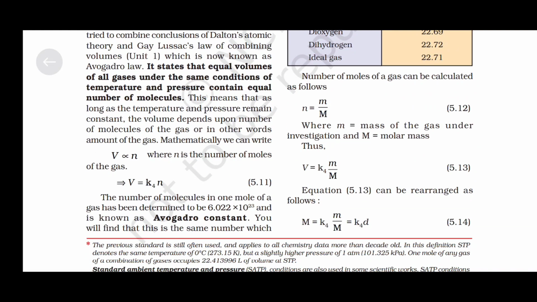Number of moles of gas can be calculated as follows. n is equal to small m upon capital M, where small m is the mass of the gas under investigation and capital M is the molar mass.